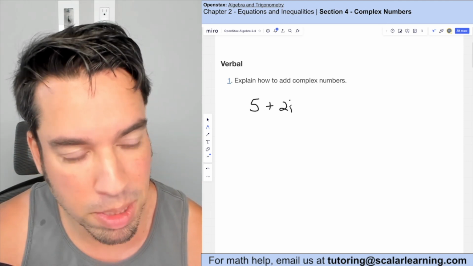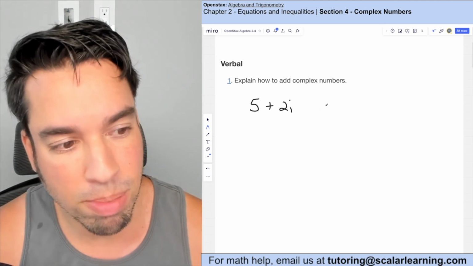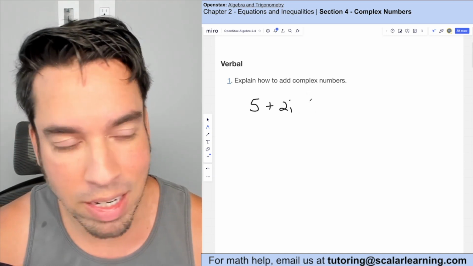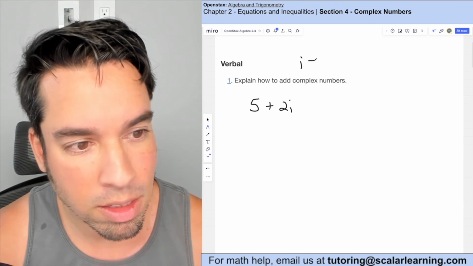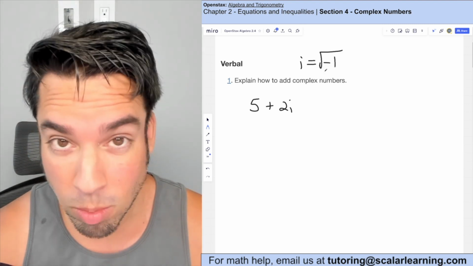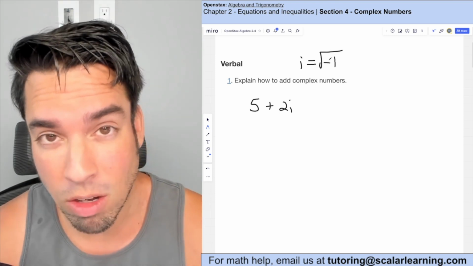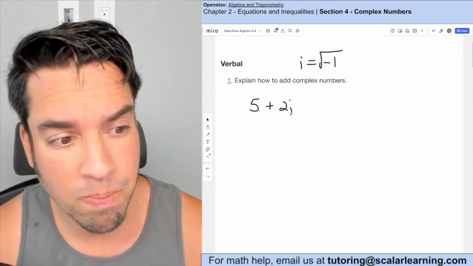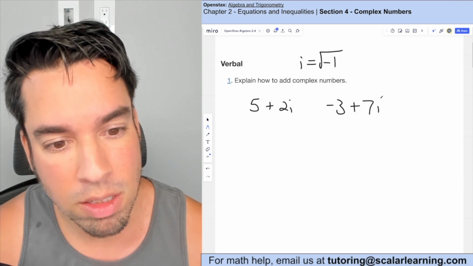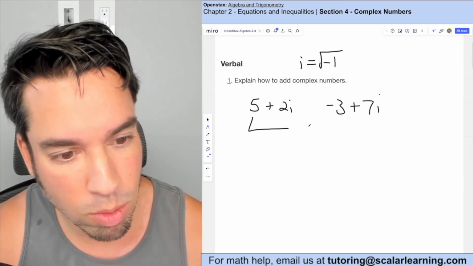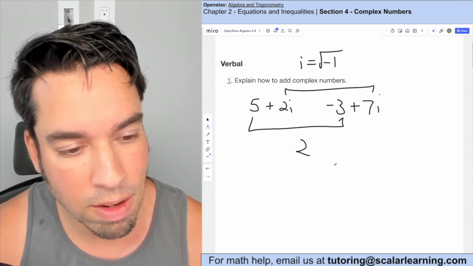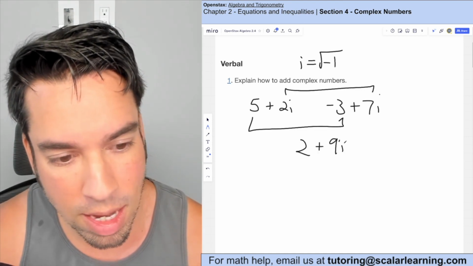So if I had another complex number, and again, we'll get to imaginary numbers more later in this section, but i is simply equal to the square root of -1, which we can't evaluate with real numbers. There's no number times itself that's a real number that will equal -1. So we have 5 plus 2i, -3 plus 7i. So if I were to add these, I would add the real parts, 5 and -3, which is 2, 2i and 7i, which is 9i. That's how you do it.